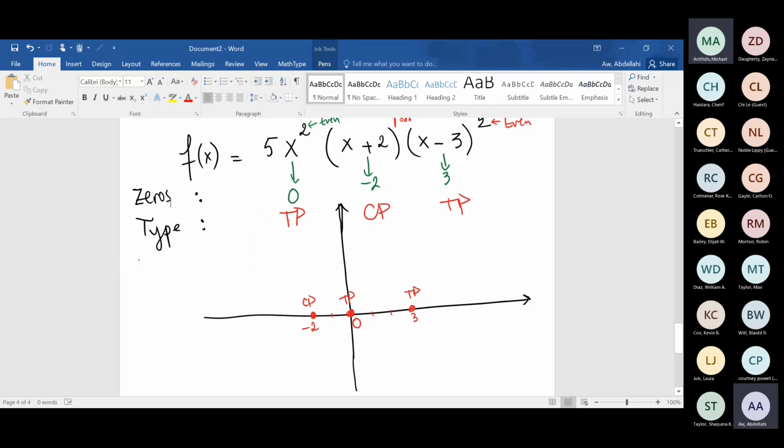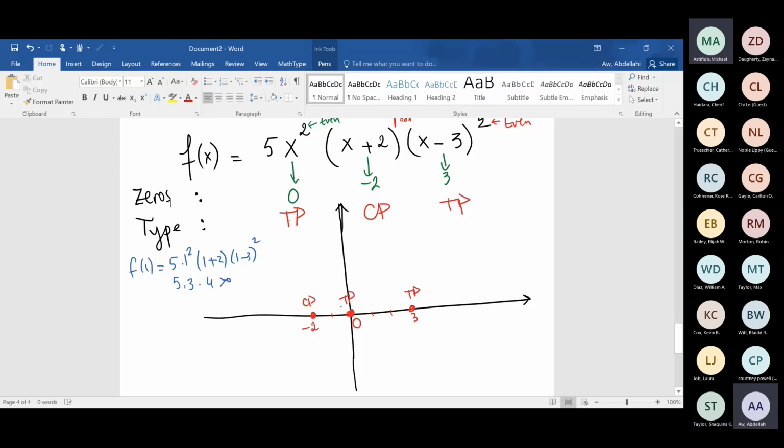So f of 1, which is 5 times 1 squared, parentheses 1 plus 2, parentheses 1 minus 3 squared. Actually, I really don't want exactly the number. I just want to know if the number is positive or negative, because I haven't put any units on the y-axis. Okay, so 5 times 1, this is 5, this is positive. It's going to be 5 times 3, and this is -2 squared, which is 4. That is a positive number.